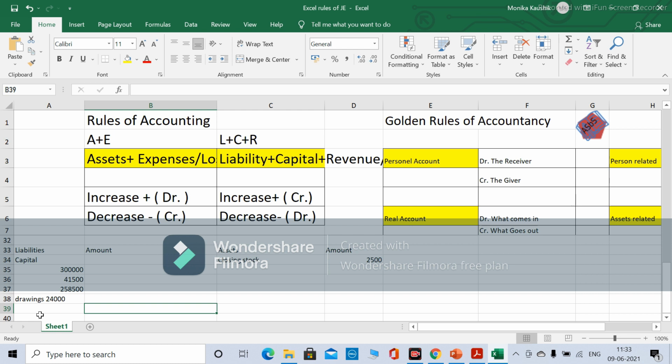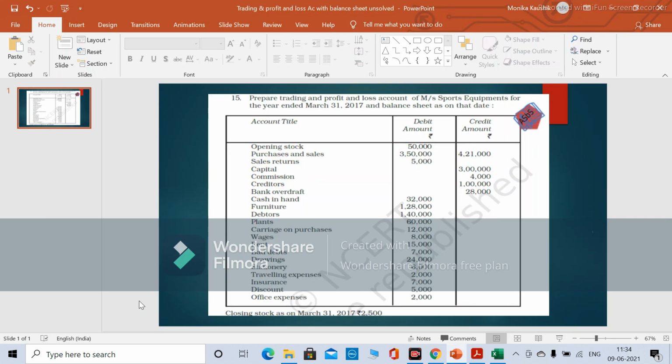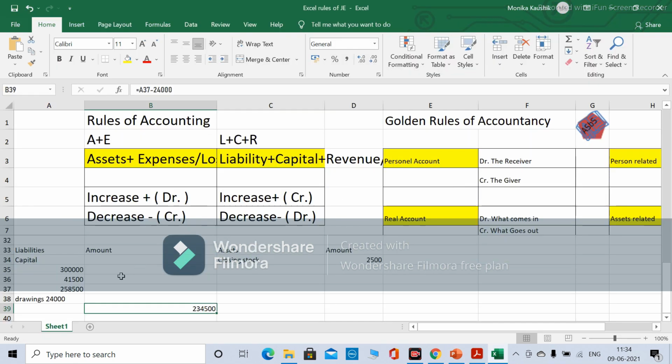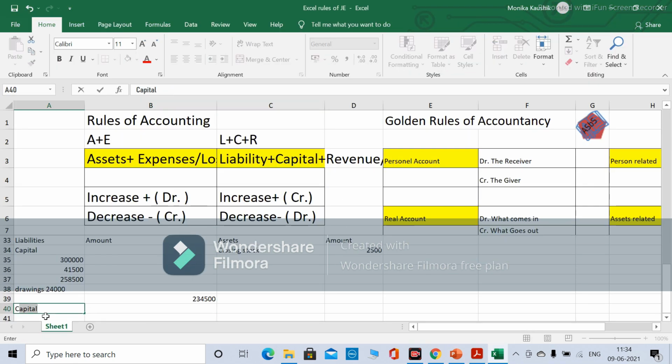Okay, equal to this portion minus this 24,000. So this will be my net capital now. Now let's complete by adding all other remaining items. Capital, then commission, creditors are the current liabilities. Creditors are of 1 lakh rupees. Okay, this is too much.